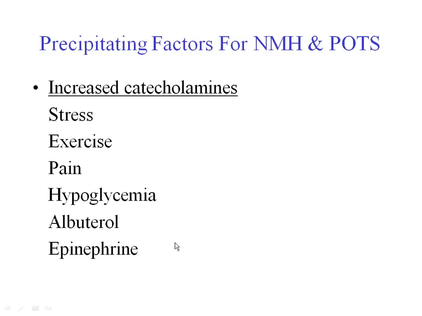Some of the medicines we use for asthma, like albuterol or epinephrine, can make the existing increases in catecholamines worse. And many of our patients with asthma who take albuterol puffers get very shaky afterwards. We try to shift them to asthma treatment that involves more inhaled steroids.